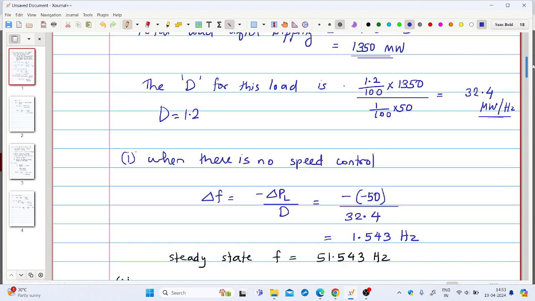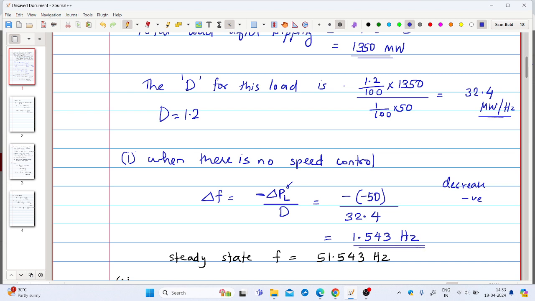So when there is no speed control, the frequency deviation is directly given by load change divided by load damping constant with a negative sign. So now here load is tripped. There's a decrease in load, and decrease in load is indicated by negative sign. Delta PL is positive for increase in load and delta PL is negative for decrease in load. So there is already a negative sign here. Then this load decreases, minus 50, so this will become positive. So this is 1.543 hertz.